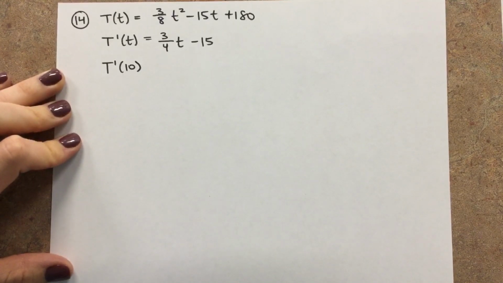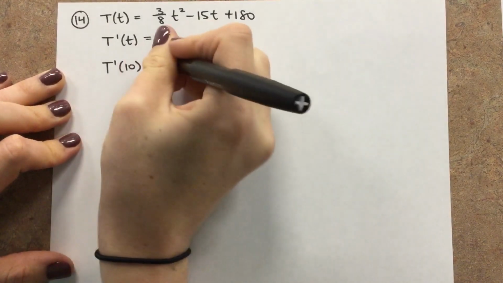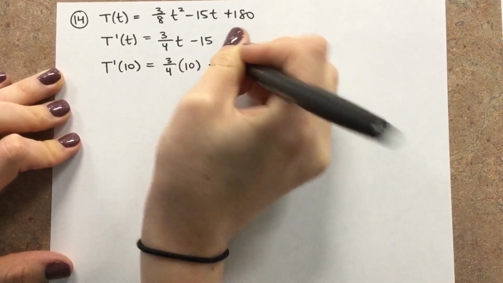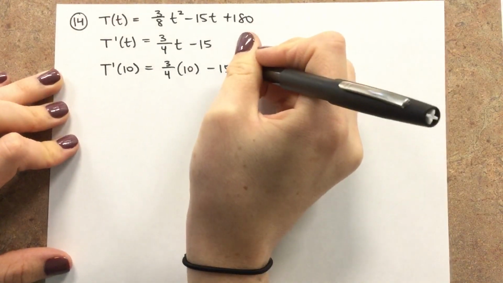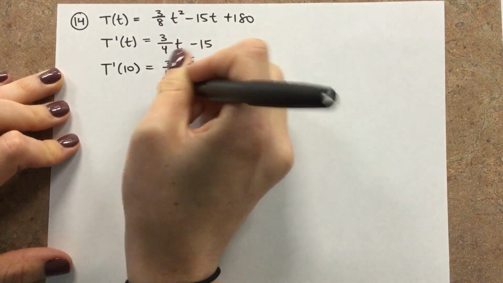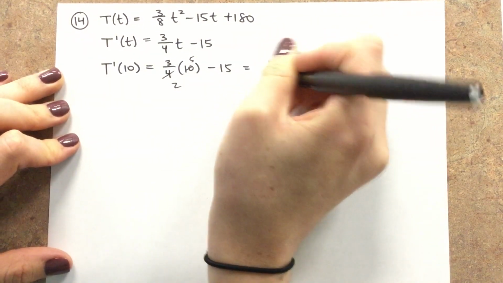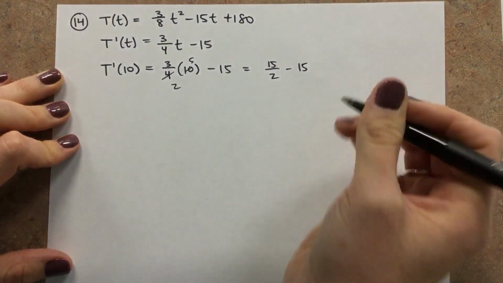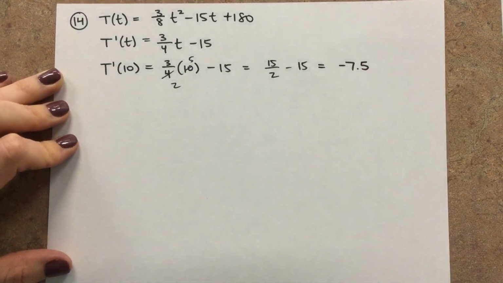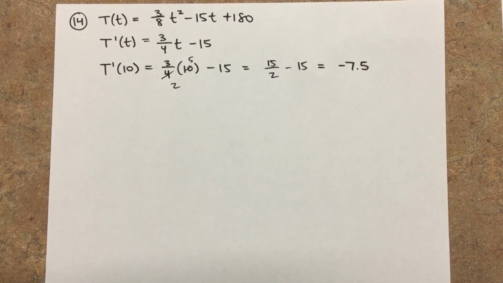They kind of give us a little bit of a clue here because they say at what rate is it cooling, meaning we should be expecting to come up with a negative number here. So let's reduce that down to 15 halves, which is 7.5, and then minus 15. So 7.5 minus 15 is negative 7.5, which makes sense because they said that it was cooling.